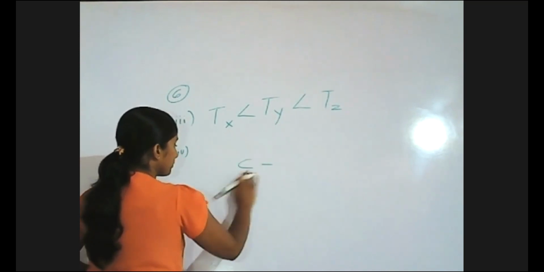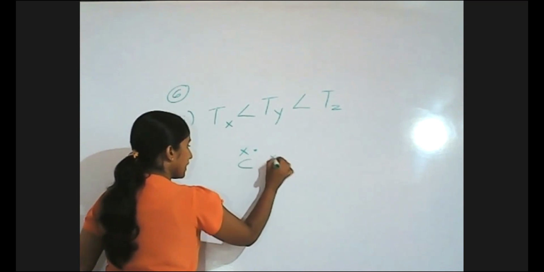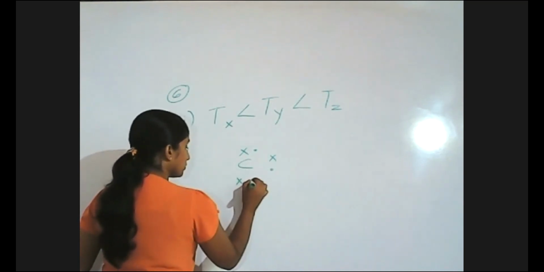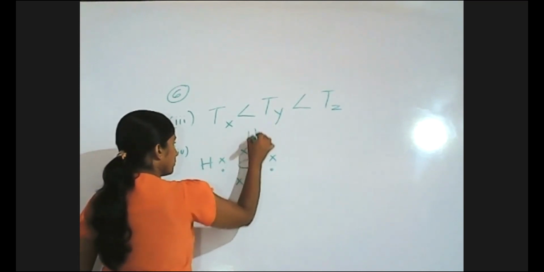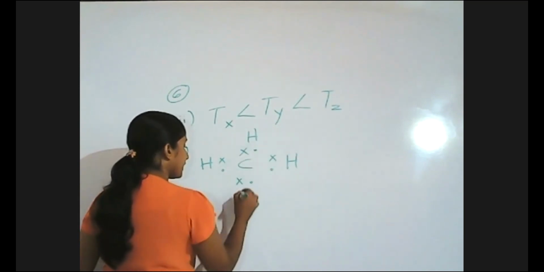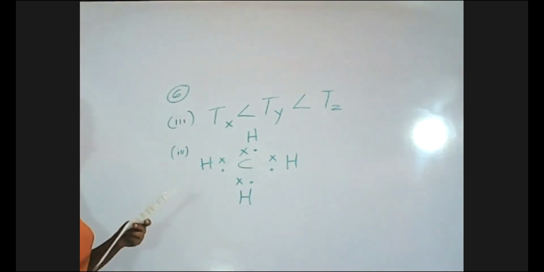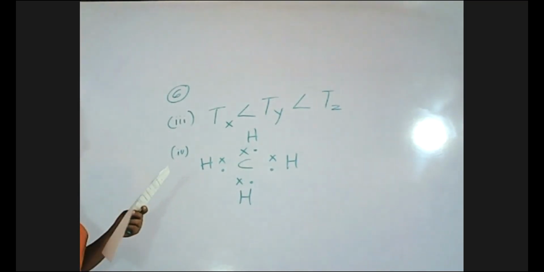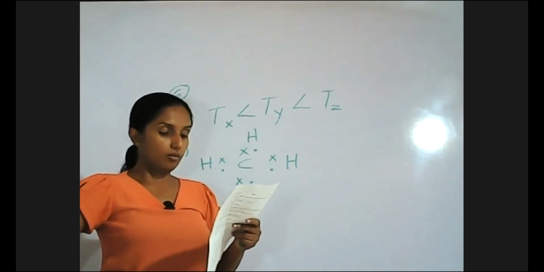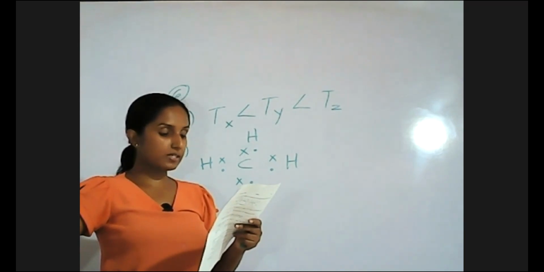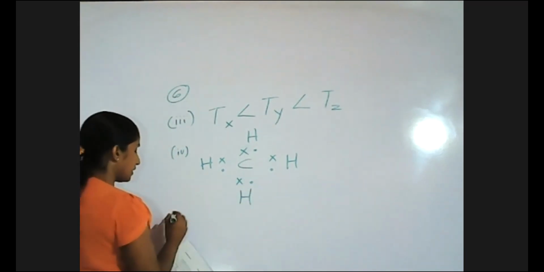Then there should be 4 hydrogen atoms. We have to draw the dot cross diagram, not the Lewis. 4 hydrogen atoms combined with 1 carbon. Dot cross diagram. Write the balanced chemical equation relevant to the complete combustion of 1 mole of compound X in oxygen gas. This one, 1 mole.